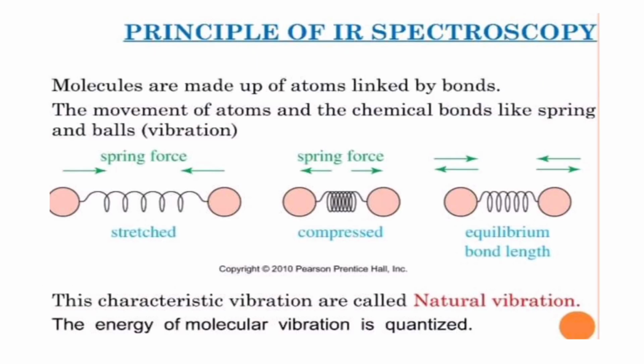Firstly, we see the principle of IR spectroscopy. Molecules are made up of atoms linked by bonds. The movement of atoms and chemical bonds is like a spring and ball: they stretch and compress around the equilibrium bond length. These characteristic vibrations are known as natural vibrations. The energy of molecular vibration is quantized.